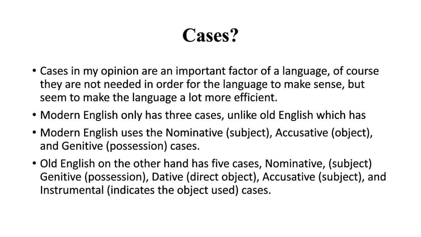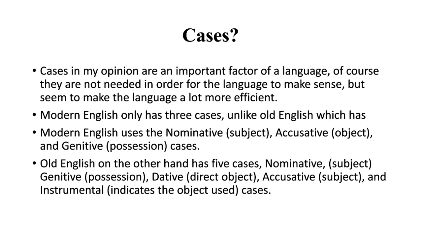Now, Old English, on the other hand, has 5, like I stated. They have the nominative, the genitive, the dative, the accusative, and the instrumental cases. The nominative case is subject, like I explained. The genitive indicates possession. The accusative indicates when something's the direct object. Now, dative is the indirect object. Like you would say, you gave the ball, so dative is the indirect object. You'd give someone the ball. The ball is the indirect object.